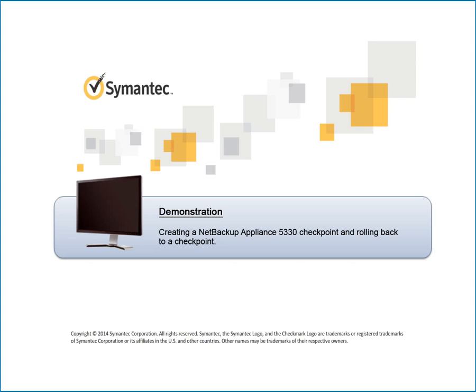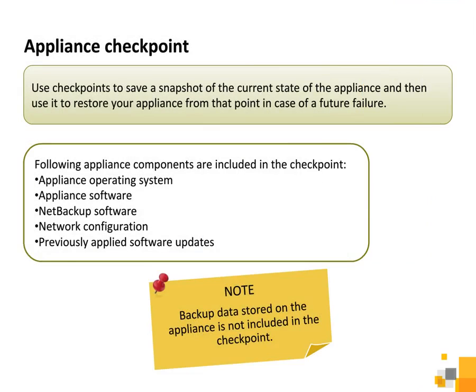This demonstration illustrates the procedure to create a NetBackup Appliance 5330 checkpoint and roll back to an existing checkpoint through the Appliance web console. You can use checkpoints to save a snapshot of the current state of the appliance and then use it to restore your appliance from that point in case of a future failure.